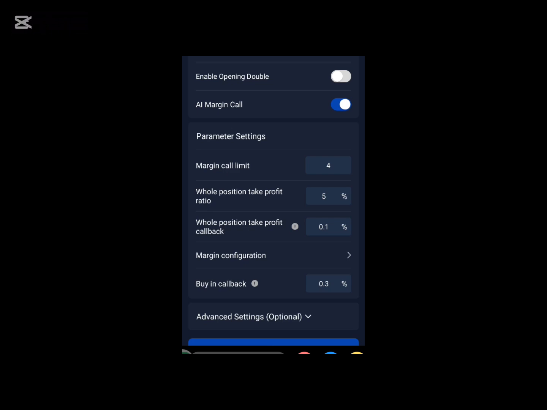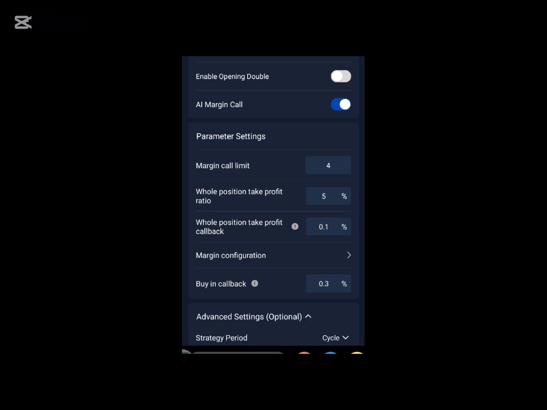So if you want to buy the number 1, the coin must drop by 0.1. It will buy for you. Buy in cover. If the coin also drops by 0.3, it will buy for you. But hold position take profit cover: if the coin appreciates by 0.1, it will sell for you. That's your hold position take profit cover. But if the coin drops by 0.3, it will buy another one for you. Therefore, buy and come back.